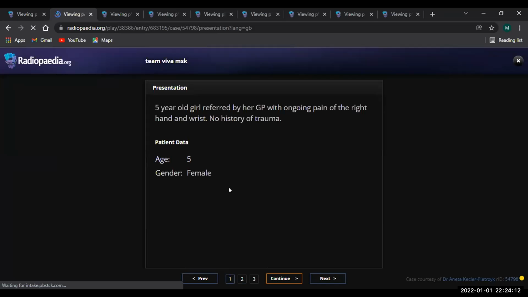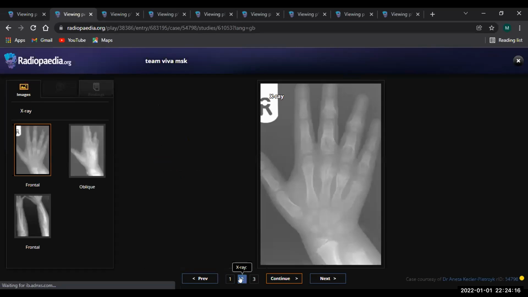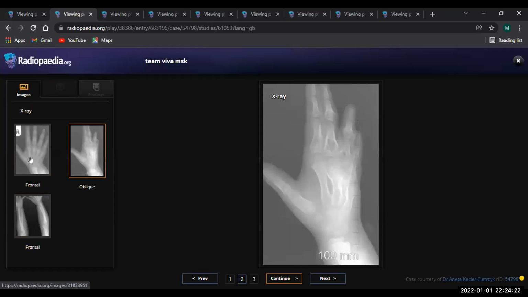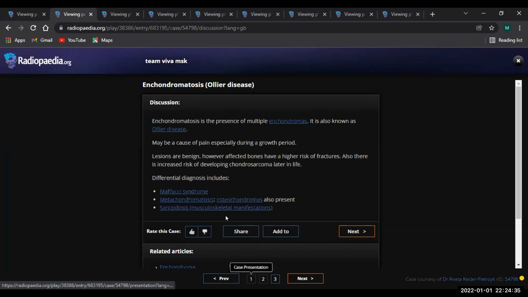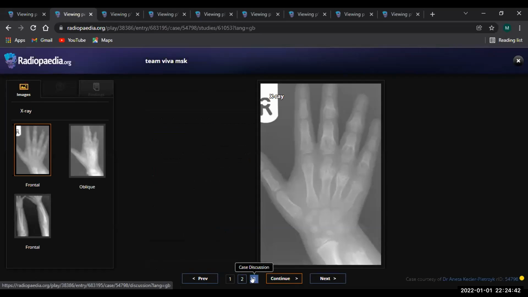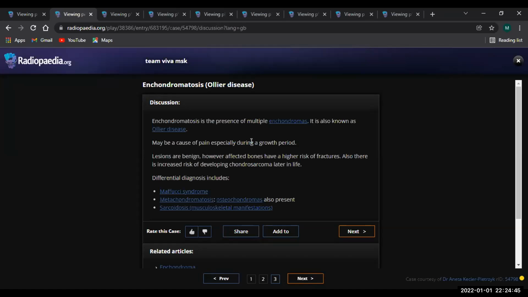And this is a 5 years old girl with ongoing pain, and there are multiple lytic lesions. This case, I should also mention, is Madelung's deformity. These are multiple enchondromas. What's the cause of it? They haven't mentioned the cause of the pain, but in the case discussion, they said it might cause pain, especially during the growth period. It's not necessary that there's a fracture or any developing chondrosarcoma, but she's a 5 years old girl, so she might have developed pain because she's in the growth period.